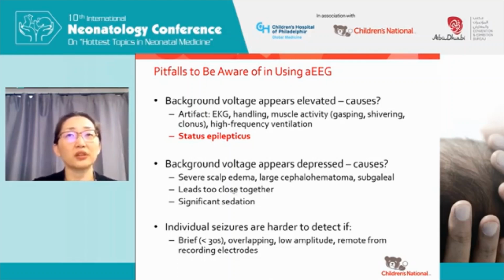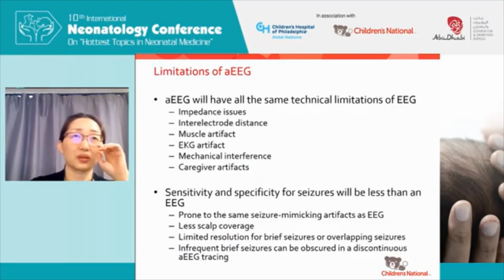dependent edema, cephalhematomas, subgaleal hematomas. Your electrodes are too close together, so that's going to make the amplitude falsely low. It could be that the patient is sedated for ECMO, or they have an open chest after coming out of the OR and therefore are paralyzed. And again, the limitations with brief seizures, overlapping, or a cluster of seizures spaced closely in time.